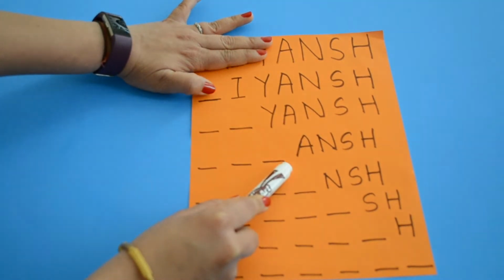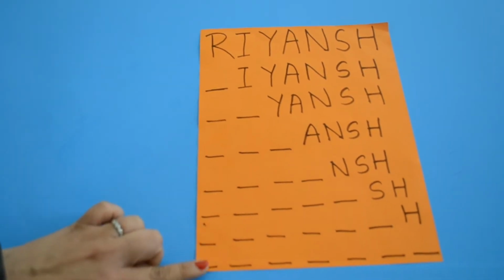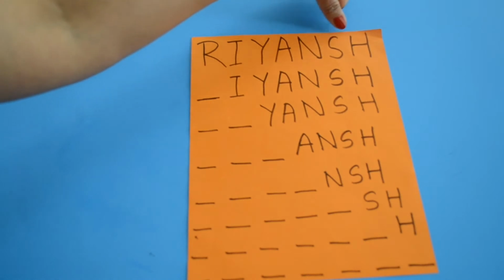In this way, in every step, I am increasing one blank space. And finally, I will get the whole name as blank spaces. Now start this activity with kids. What will kids do here? Ask them to fill the blank spaces correctly by observing the line above.